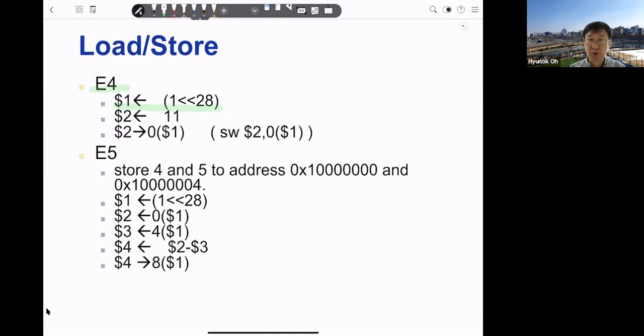So here $1 will be 0x10000, $2 will be 11, and 11 should be stored into the 0x10000 address location. So can you write the code and then post your code in the chat window?